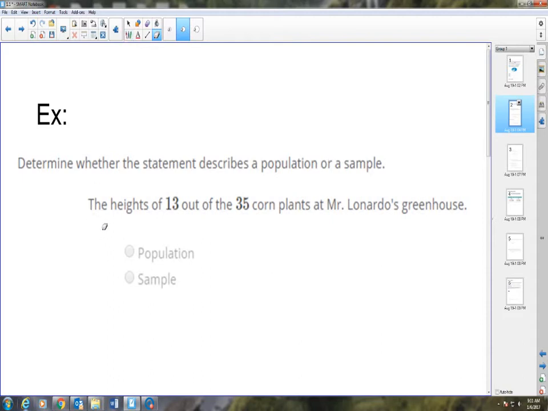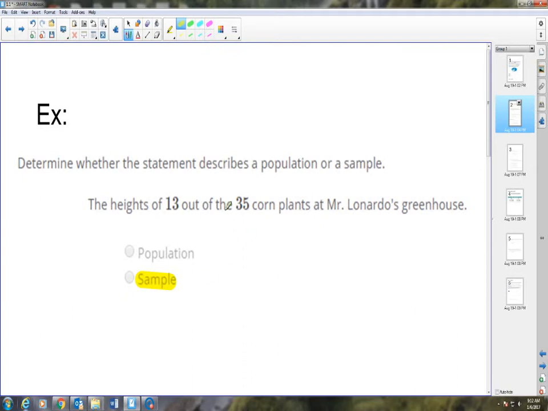So this one says the height of 13 out of 35 corn plants at Mr. Leonardo's greenhouse. So the number 13 is referring to the sample. The 35 is referring to population. But the entire statement here is talking about the height of the 13 corn plants. So the numerical value 13 has got to be the sample.